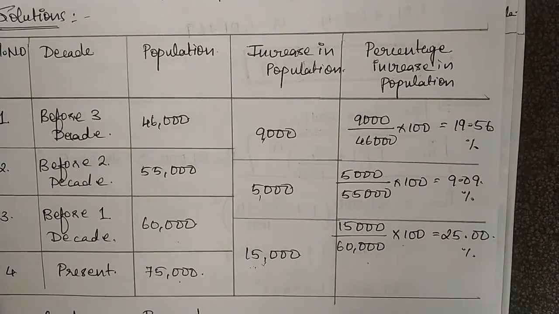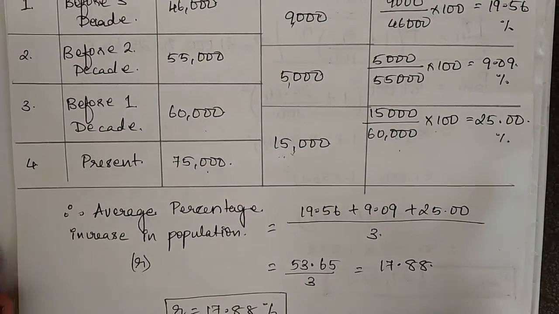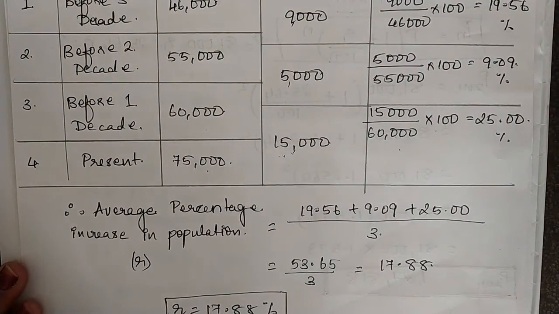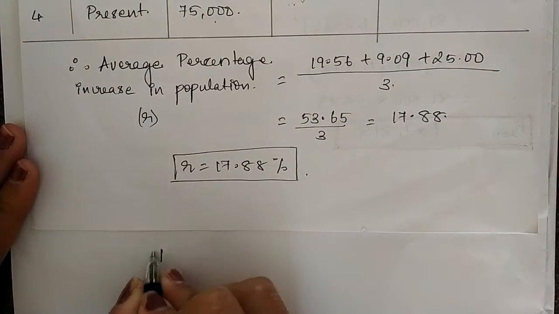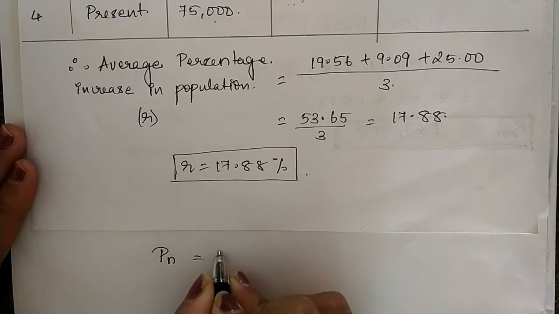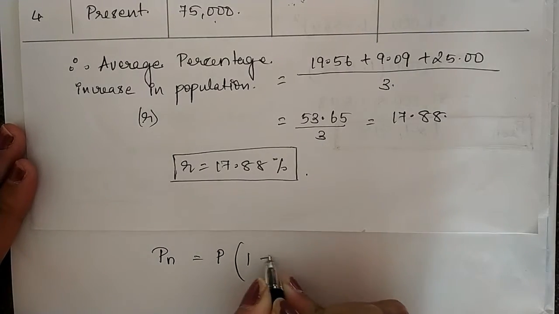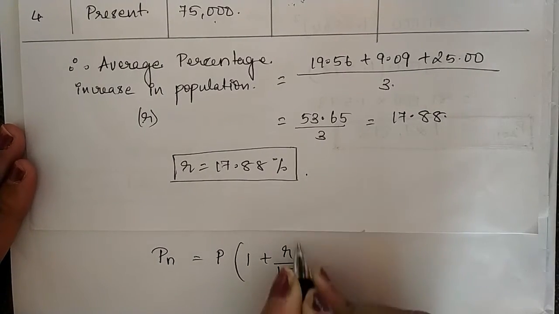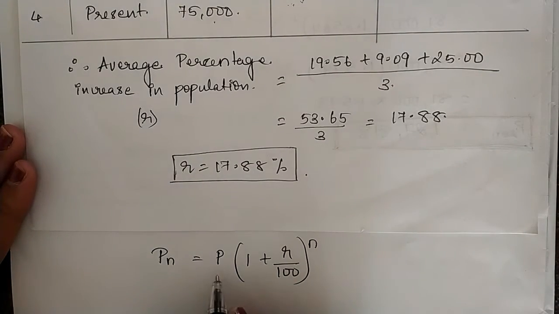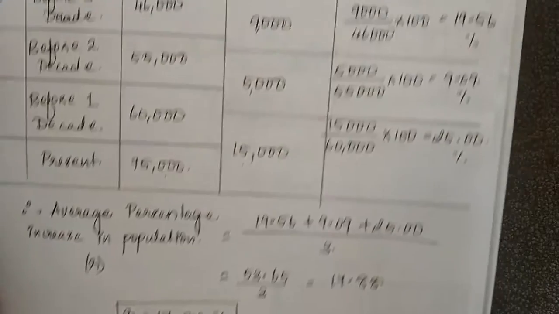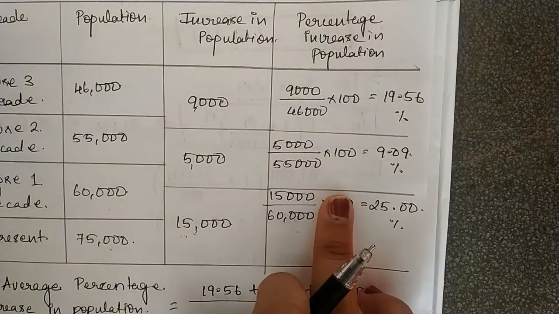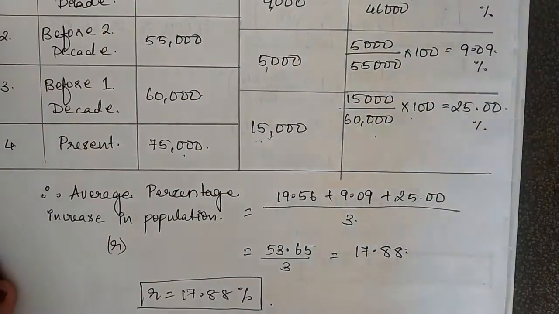So you have got these 3 values. After this, we need to find the R value here, isn't it? Why the R value? What is the formula for the geometrical increase method? Pn is equal to P into 1 plus R divided by 100, raised to N. So this is my formula here. I know the P value, that is my present population. N is the number of decades. To find the R value, I need this last column, percentage increase in population.